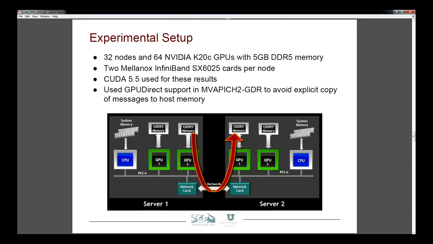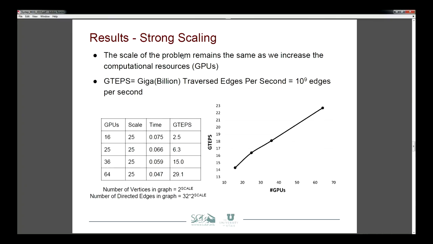These experiments were done on a cluster at the SCI Institute at the University of Utah. It's a 32-node cluster with 64 NVIDIA K20s, each with 2 InfiniBand adapters. We used CUDA 5.5 and the GPUDirect support in MVAPICH-GDR. And these are our strong scaling results.